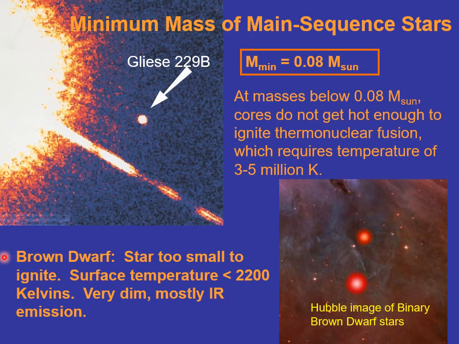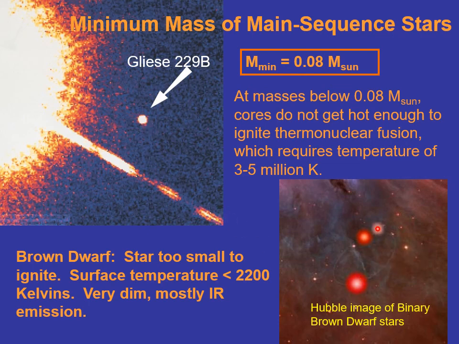It's a star that's too small to ignite. Its surface temperature is typically less than about 2,000 kelvins, and brown dwarfs are very dim because they're not giving off much light at all. They're mostly giving off heat, and they can be seen in the infrared. This is an image here of a brown dwarf star that's actually orbiting with its larger big brother star here. This is called a binary star system. So big brother here is a regular star, and this is the tiny little brown dwarf star. In fact, it's just a brown dwarf. I shouldn't call it a star at all because it's not.